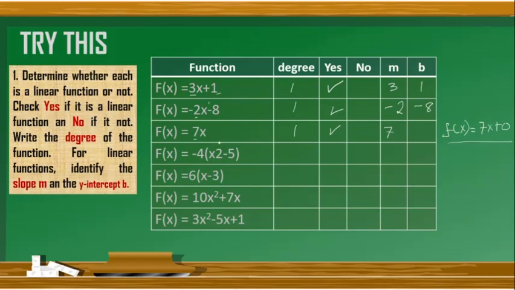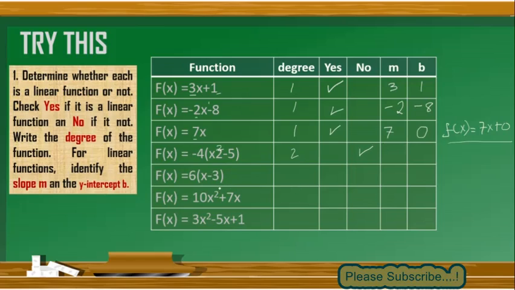Okay. You can rewrite that one like this. So, I mean to say that our y-intercept is 0. Okay. Next. F of x equals negative 4 times the quantity x squared minus 5. This is x squared. What is the degree? The degree is 2. So meaning to say, this is not a function. This is not a function.